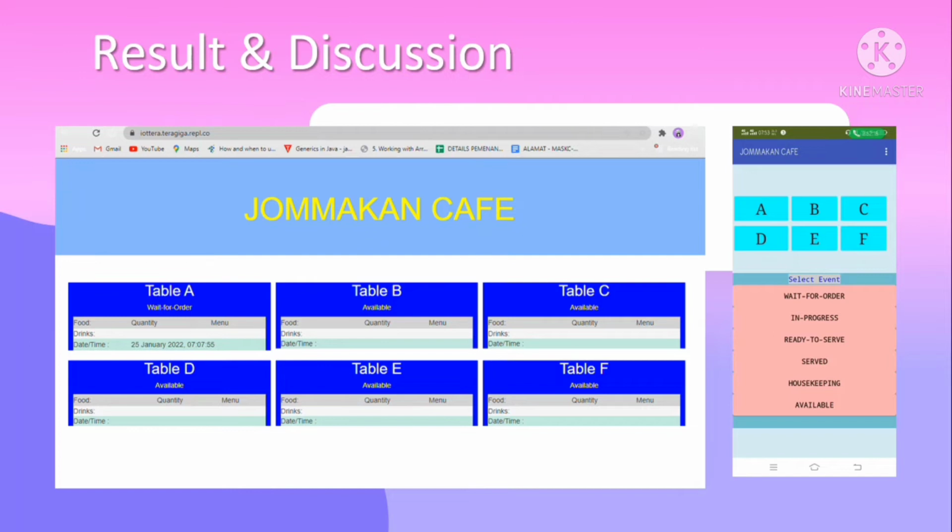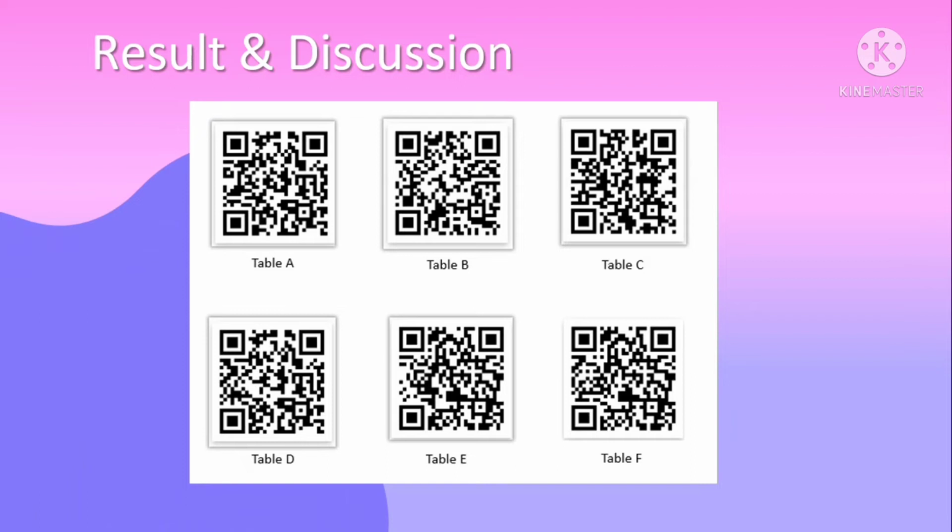the view on the customer's mobile phone for tables A, B, C, D, E, F, and it will show the status of that table, either wait for order, in progress, ready to serve, housekeeping, or available. For this result and discussion, I will show you in my demonstration later. Okay, this is the QR code for the customer when they want to select the order for that table, and it will be shown in the demonstration later.